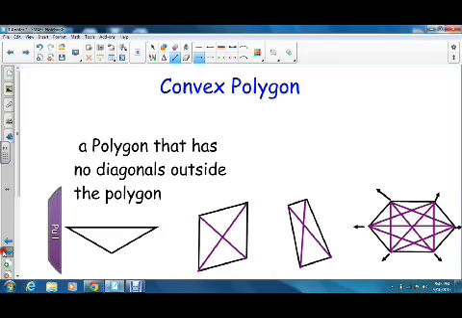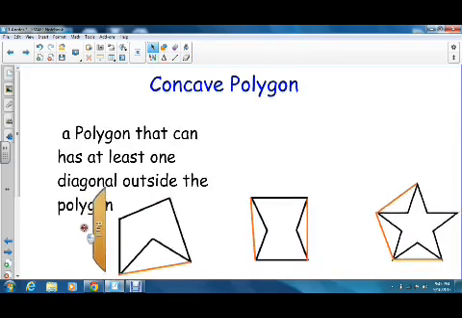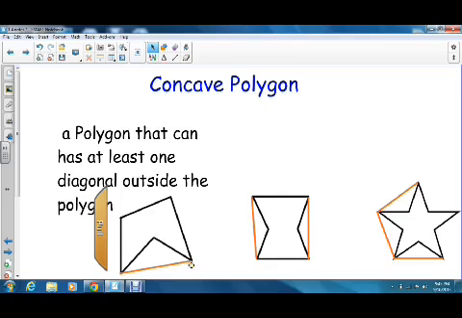The second type of polygon that we're going to look at is concave. And a concave polygon has at least one diagonal that's outside. So for example, these orange segments here, these are all concave polygons because we have at least one diagonal outside. Another way to think of it is you could think of it as being caved in. So for example, on this one, it looks like it's caved in here. We've got two of the vertices pointing inside towards the middle of the figure.